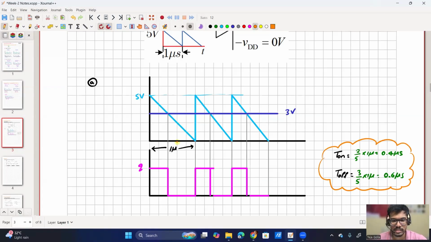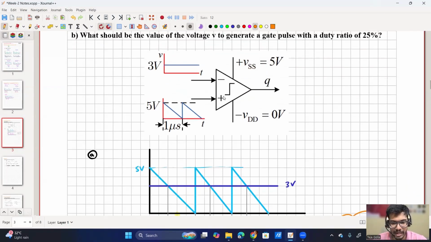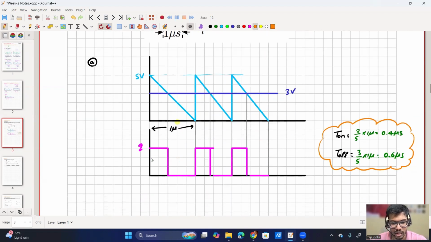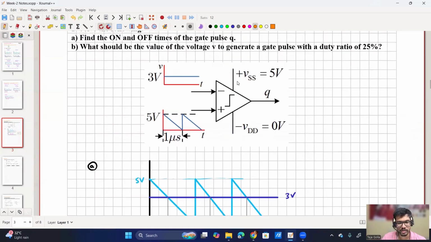If I change the plus and minus signs of this, then Q will be inverted from whatever I'm getting. In that case, this will be 0.6 and this will be 0.4. So we have to be careful with the plus and minus signs. So is this clear, everyone?